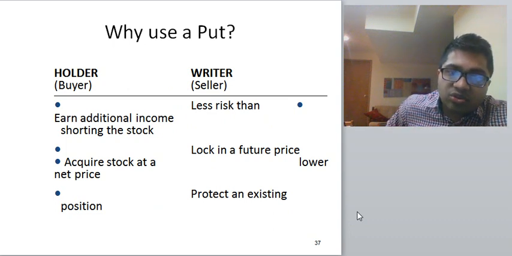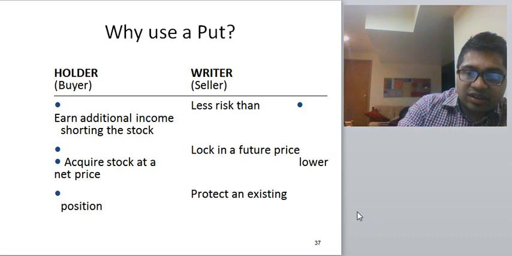Why can you use put? So holders use put for earning additional income. Then there is lesser risk, and you use it for acquiring stock at a net price. You look at the future price, right? Protecting an existing position. So all of these are uses of put.